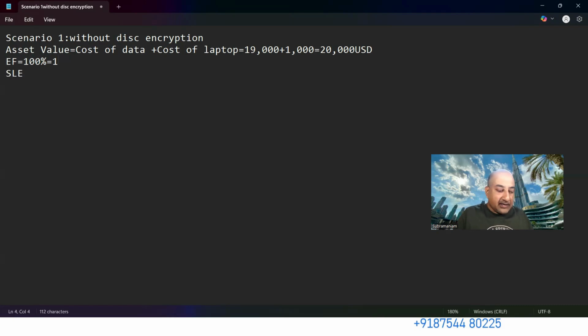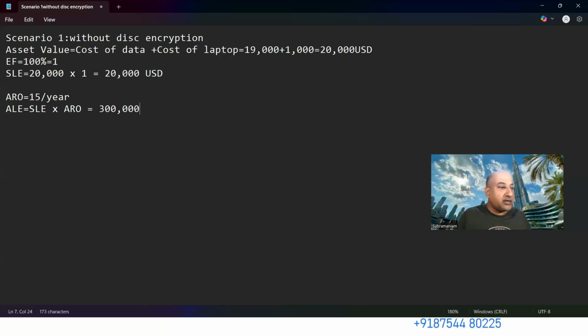So SLE is going to be 20,000 multiplied by 1, which is equal to 20,000. 20,000 USD is lost if one asset worth 20,000 is lost. Annualized rate of occurrence: let's say 15 incidents happen per year. So ARO is equal to 15. ALE is equal to SLE multiplied by ARO, which is 20,000 multiplied by 15, which is going to be 300,000.